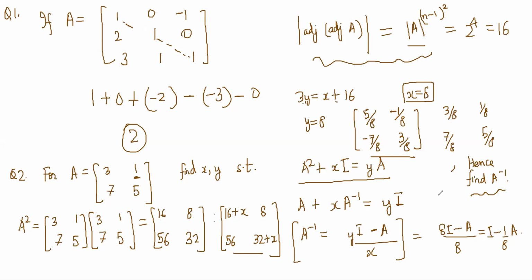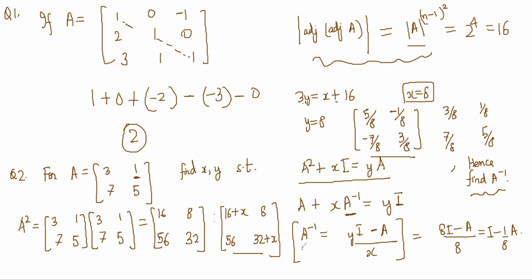We could have done it in a different way also. We could have said that the inverse is easy to find because it's a square matrix, right? We could have just gotten the inverse first. You can just write I is equal to A into something and then find that something. Like just write xI is equal to yA minus A square. Then take A common, so you get A into yI minus A. So I is equal to A into yI minus A by x. So that is the inverse.